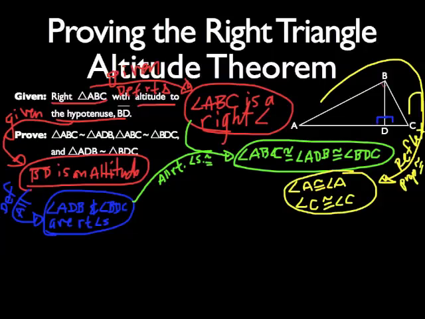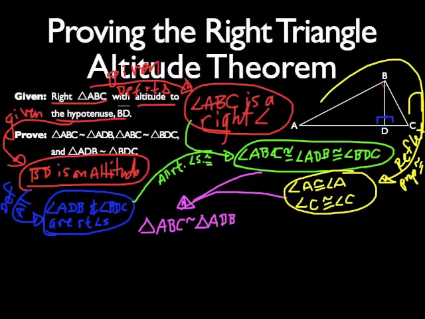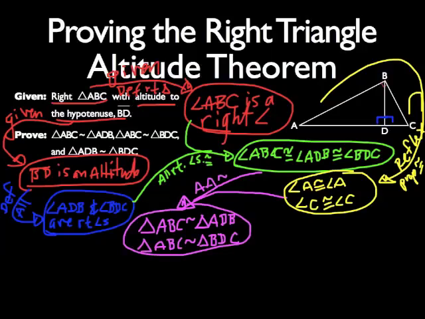Oh my goodness. I think we can start combining some things here. I see that we have a pair of congruent angles here and a pair of congruent angles here, which is enough to say there are two pairs of similar triangles. Triangle ABC is similar to triangle ADB, and also triangle ABC is similar to triangle BDC. And that is because we have two pairs of congruent angles in both of those triangles.